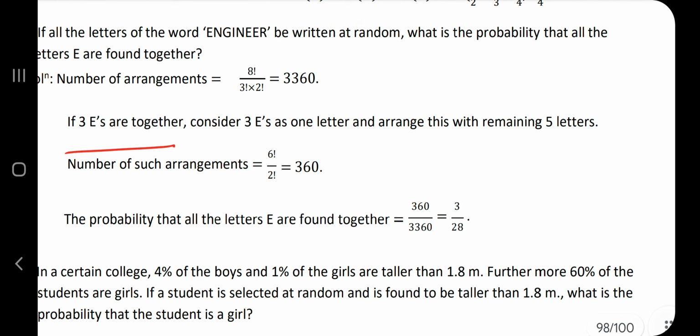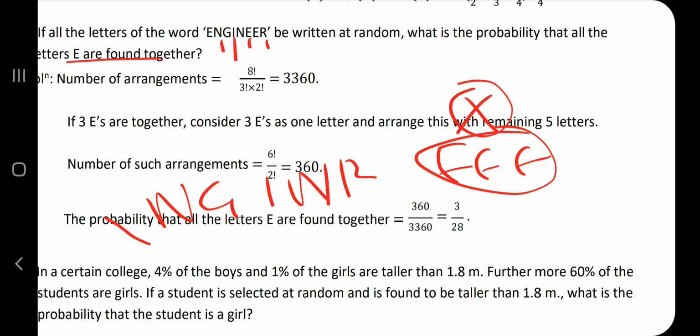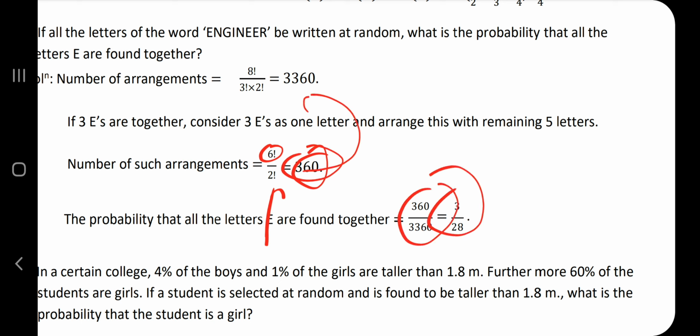If the 3 E's are together, consider the 3 E's as one letter, because they have told us to consider the 3 E's together, right? So if I consider the 3 E's together as one letter, how many letters will be remaining? N, G, I, N, R. And along with that, these 3 E's as one letter. So how many letters are there? 1, 2, 3, 4, 5, 6. 6 letters are there, and among that N is repeated twice. So 6 factorial divided by 2 factorial. 360 ways can be found when the triple E will be together. Among 3360 ways, 360 ways are there. So this is the probability, 3 by 28.